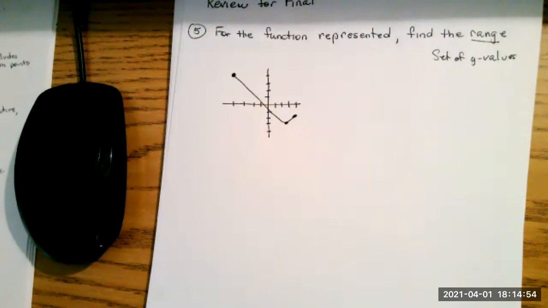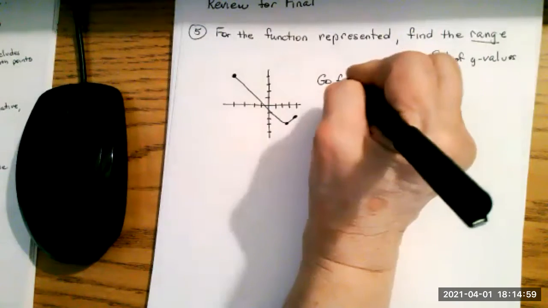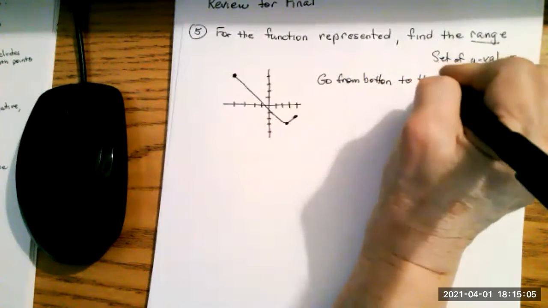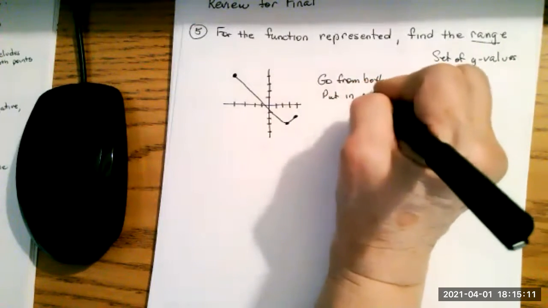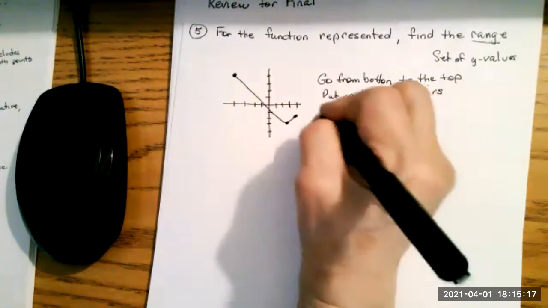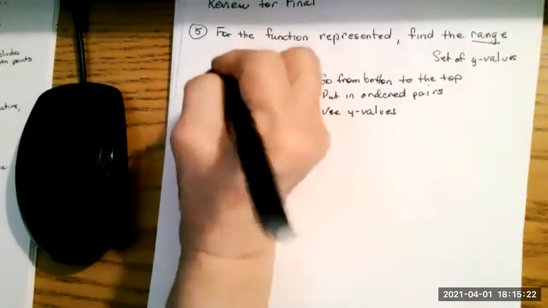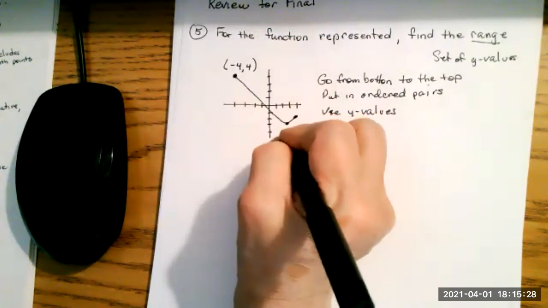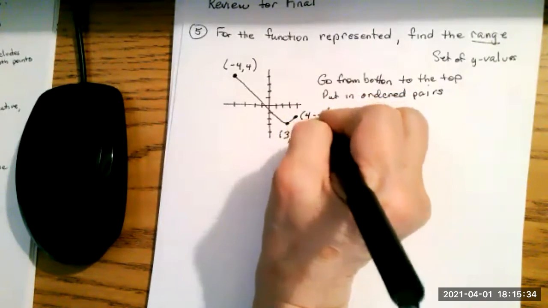They do want you to put it in interval notation. When you're finding range, they go from the bottom to the top. And you want to put in the ordered pairs so you'll know what those are. And we're going to use the y values. All right, so this point over here is -4, 4. This point is 3, -3. And this point is 4, -2.